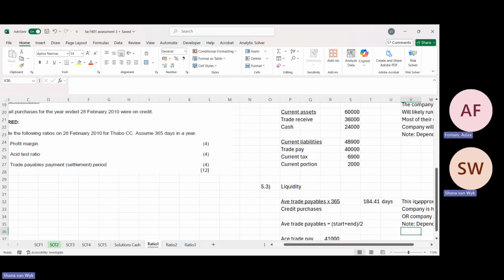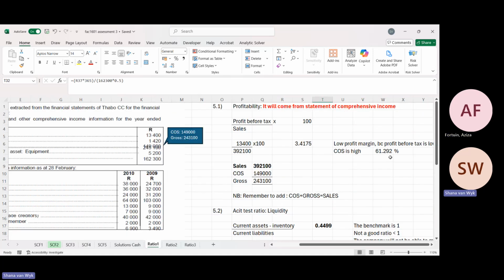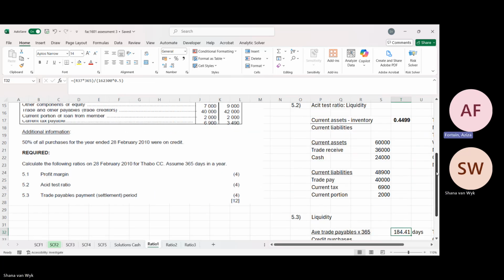In an industry like ShopRite, I would think it's not acceptable. But in a company that's selling more expensive items, it probably would be. If it's fast moving, you know what I mean. So it depends on your inventory. That's how you will answer that type of question. Perfect. So this was ratio 1.